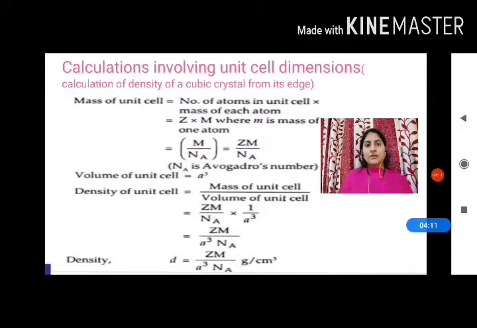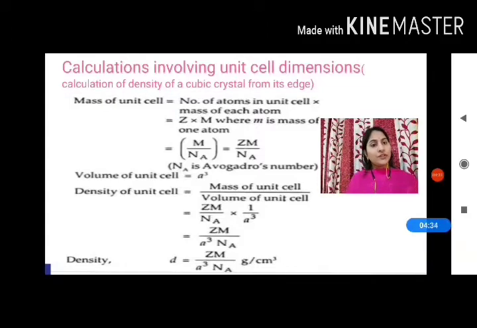So here's the calculation involving the unit cell dimensions, that is, the calculation of the density of the cubic crystal from its edges. For the density we need mass and volume. Volume we already know: the volume of a unit cell is the side cubed, that is a cube. For the mass, we can multiply the mass of an atom by the number of atoms present in that unit cell.